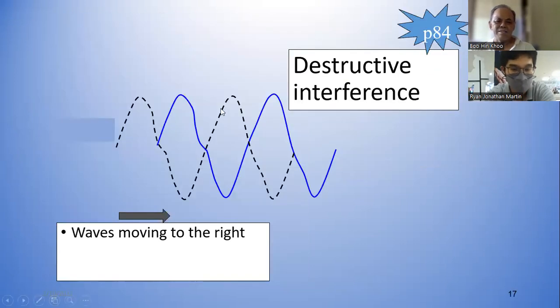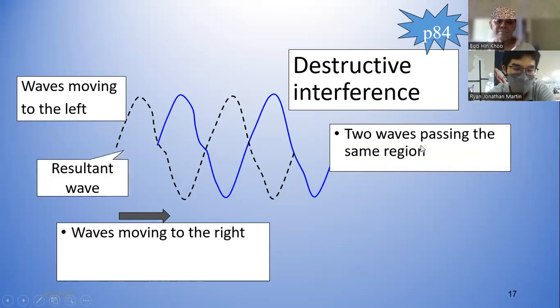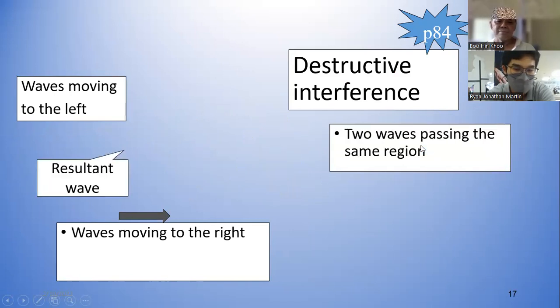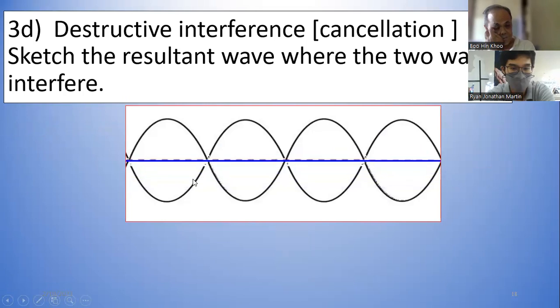Okay, example, one wave traveling to the left, one wave to the right. And you will get a resultant 0. Or in this case, just a repeat of that, 0. Are you okay with me so far?